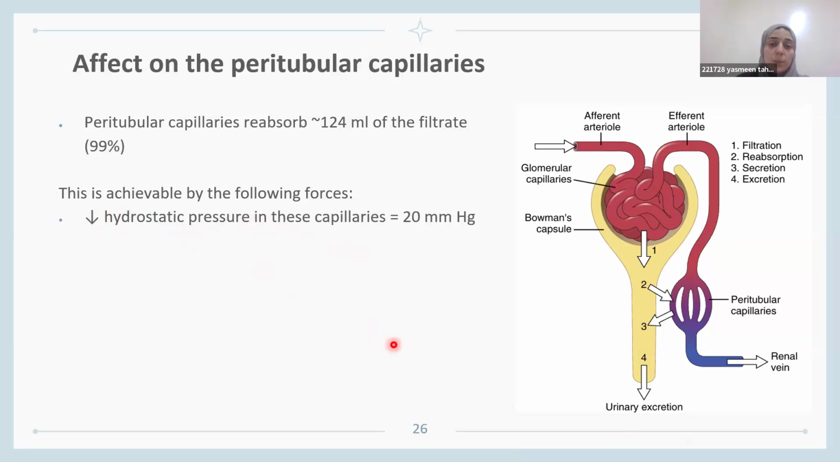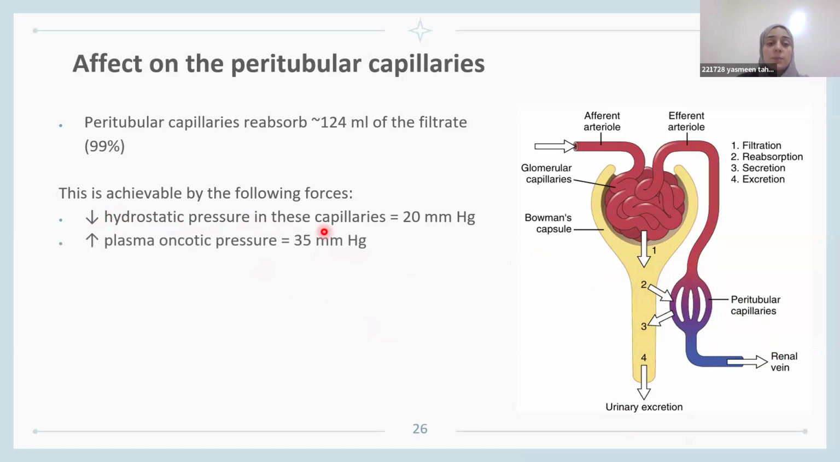So if the hydrostatic pressure is lower, this will allow for more reabsorption. Hydrostatic pressure is, again, what's pressing on the capillary walls to push the fluid to the other side. So in the peritubular capillaries, it's actually low, so this will allow for more reabsorption. So one of these forces is lower hydrostatic pressure in the capillaries.